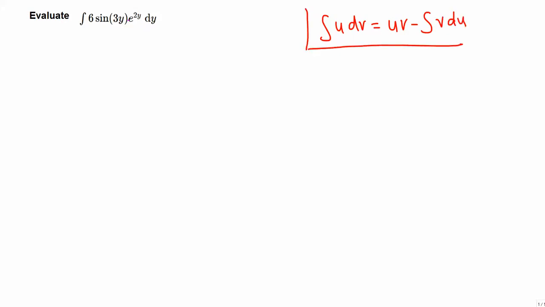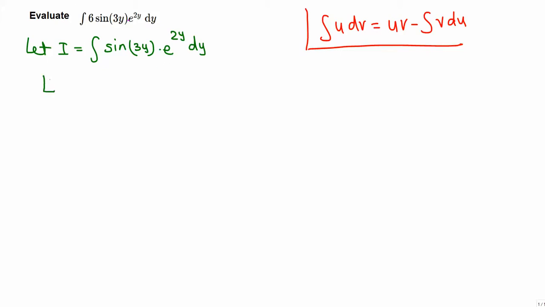Okay, so what I'm going to do here is forget 6 for now and let the integral be without 6, because 6 can be pulled outside, and at the final line I'll multiply by 6 to get the final answer. Sine 3y times e raised to 2y dy. Here's a product. Now the choice of u and dv, in this case it doesn't matter because it's a trig function and an exponential function, so we can choose one factor as u and the remaining as dv.